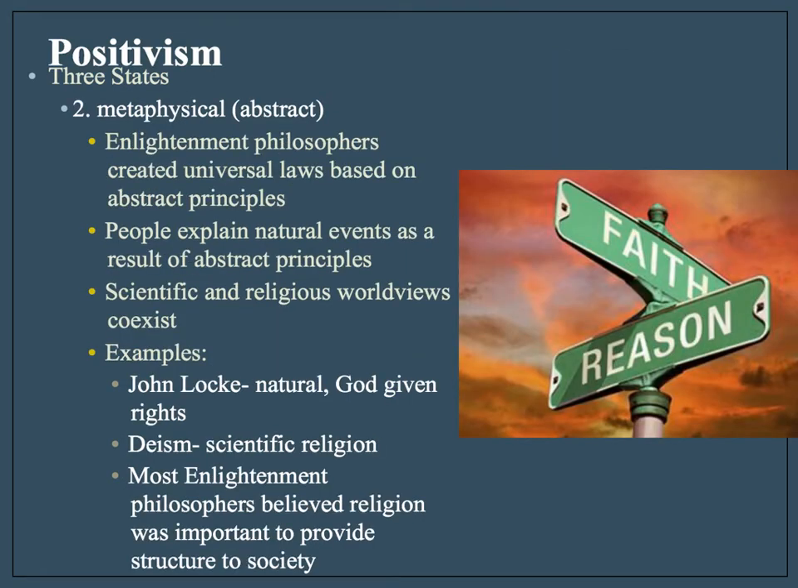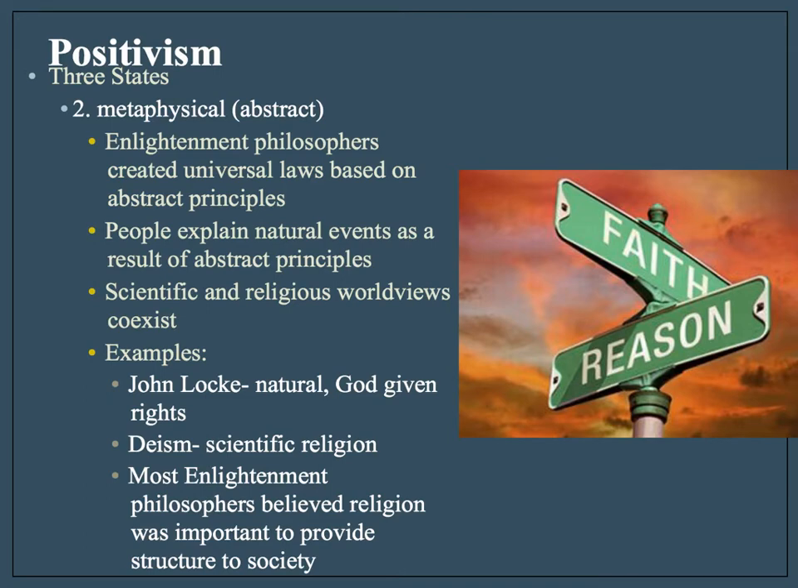The next stage he said man passed through is the metaphysical or abstract stage. And so this he especially related to philosophy. And so an example closer to him in his time period is the Enlightenment. So remember, the Enlightenment philosophers created universal laws based on abstract principles. So they're trying to search for universalities in the world and seek explanations of those. So in this stage, people would explain natural events as a result of abstract principles. And in this stage, we have the intersection of both faith and reason.